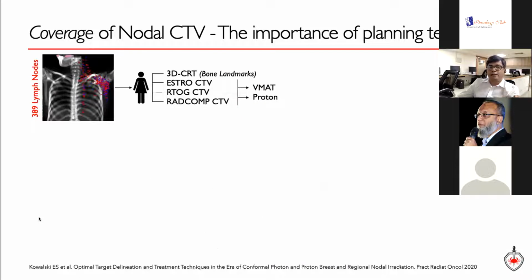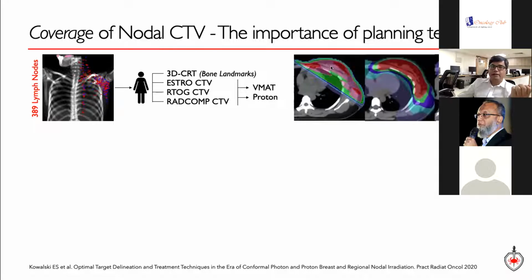The second study that I would like to show you, and this I'm sure Dr. Kamal would be very happy to see, is from this group by Kowalski. They took 389 lymph nodes in breast cancer, and they did 3D conformal planning using bony landmarks. And they contoured the ESTRO, RTOG and RADCOM CTV, and they planned using VMAT and proton.